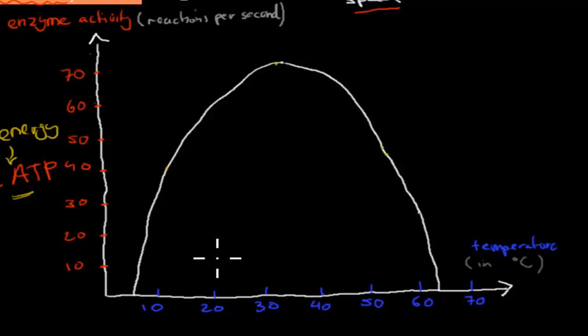So on this graph, we've just got enzyme activity on the top side and the temperature on the bottom side. And you can see our enzyme activity is in reactions per second. So if it's 70, again, this is just imaginary, 70 means that you have 70 reactions per second that these enzymes do. Whereas if it's at 10, that means they do 10 reactions per second, so a lot slower than 70. So that's enzyme activity. These at 70 are more active than at 10.